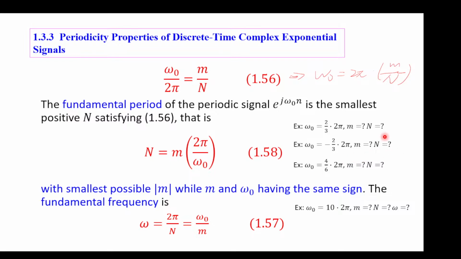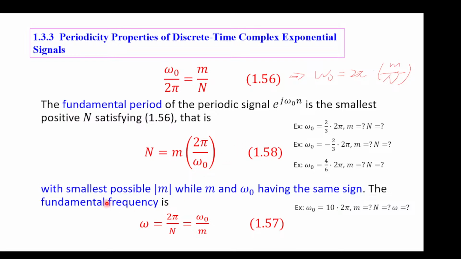Question: can you define m and n again? What is the definition of m and n? I guess the definition is here, but it's a little harder to use. So you write your 2 pi divided by omega naught.